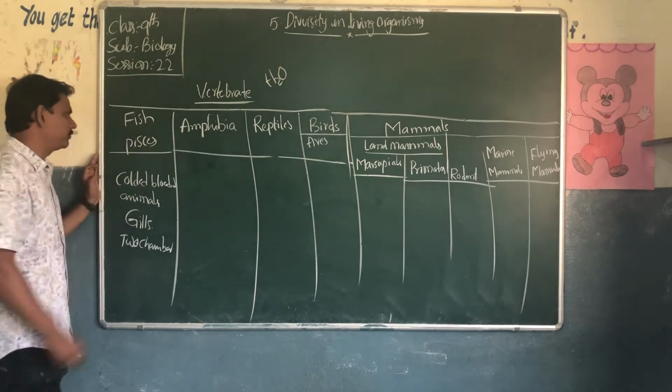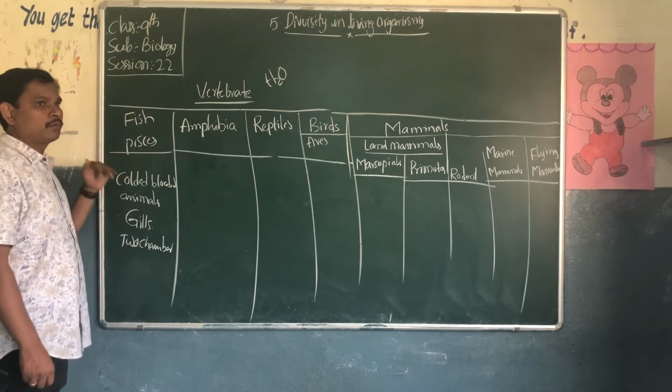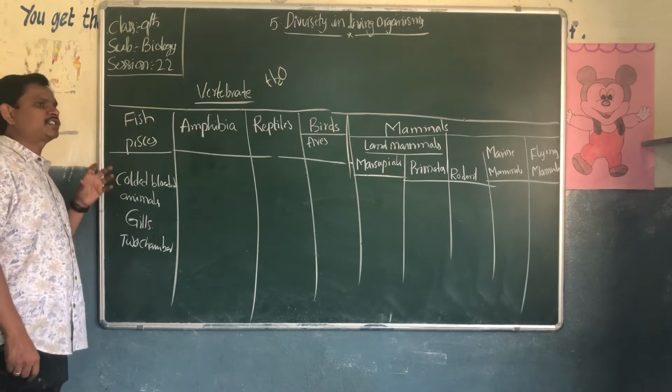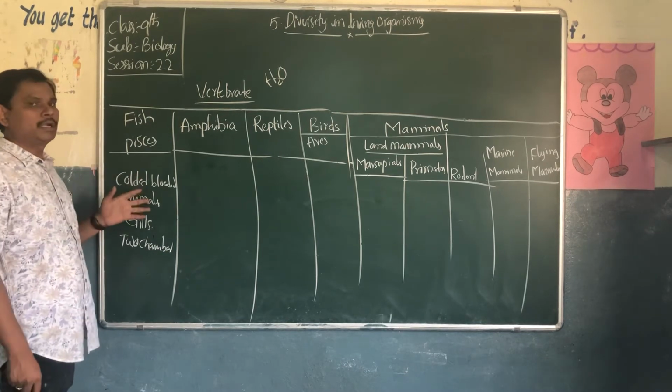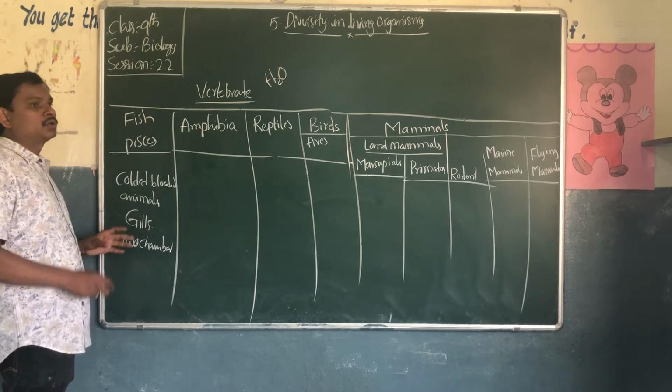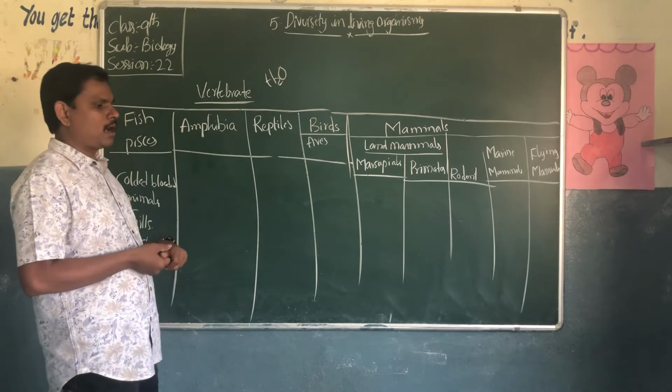So this is about fishes. They live in water. They have a specialized structure in their body, the gills, through which they respire. They are cold-blooded animals, and they have 2 chambers in their heart.